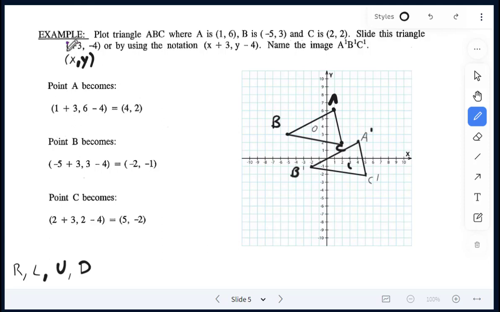But we know if it's a positive in our x direction, you're moving right. If it's a negative in the x direction, you're moving left. For our y direction, if it's a positive, you're moving up. If it's a negative, you're moving down.